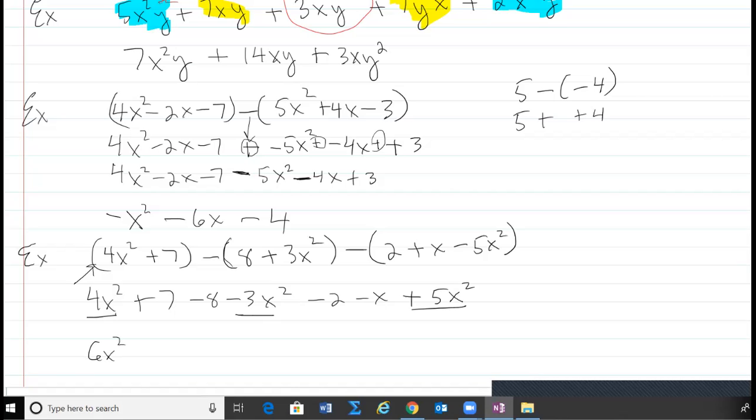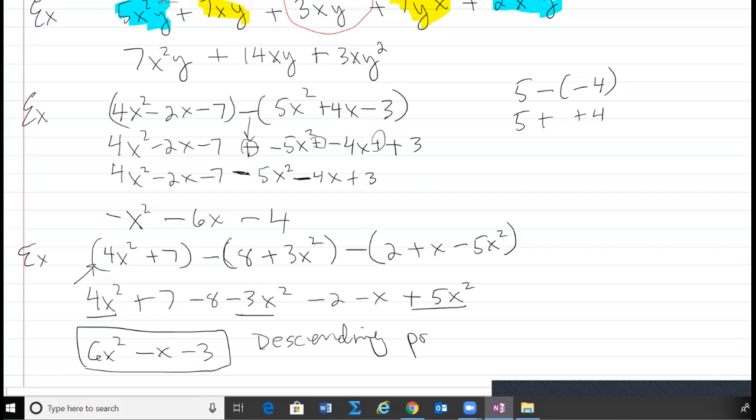Okay, now I have a 7 minus 8 and a minus 2, but I'm going to do the x first. I'll just write that as a minus x, because now I'm in descending powers here. Then I'll take care of the 7 minus 8 is negative 1, minus 2 is negative 3. And that's good enough right there. Notice it's in standard form. We have descending powers.